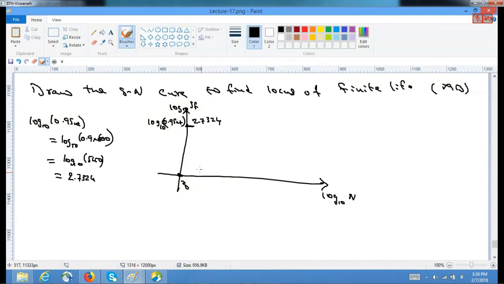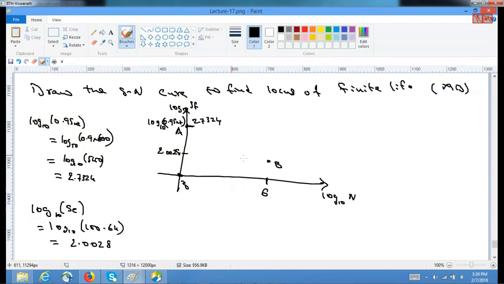So this point, which we'll call point A, and point B is located at 6 and log 10 SE, which is log 10 of 100.64, that happens to be 2.0028. This is point B. We'll draw a line between A and B.